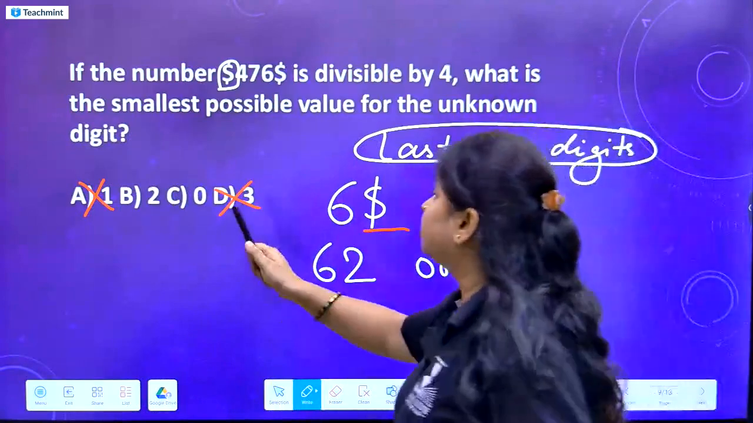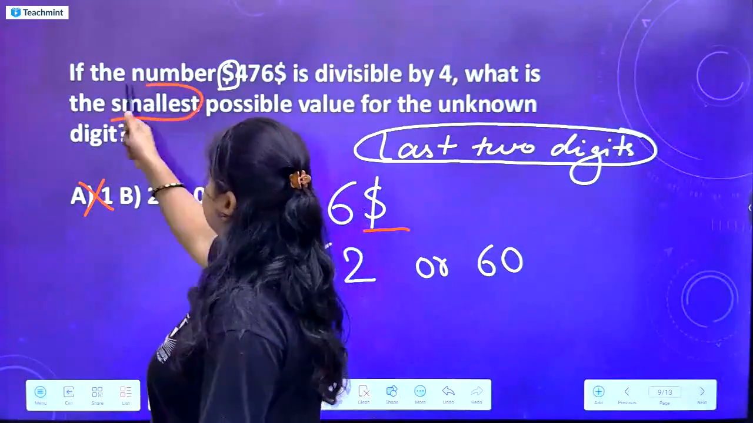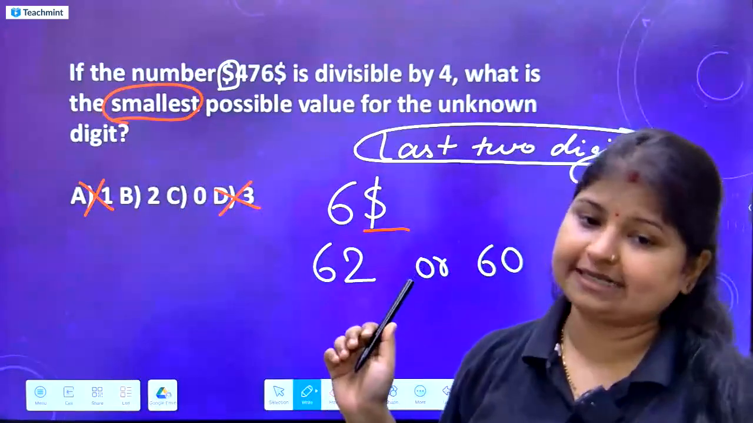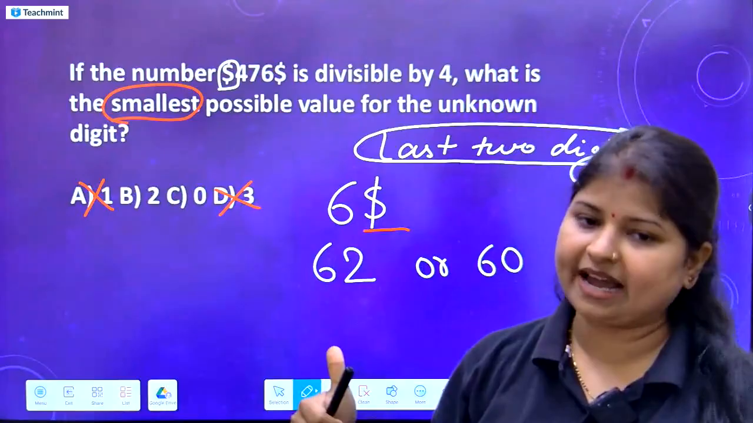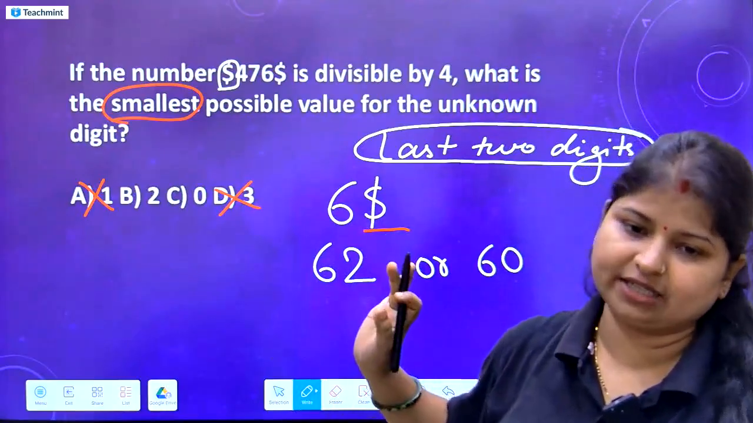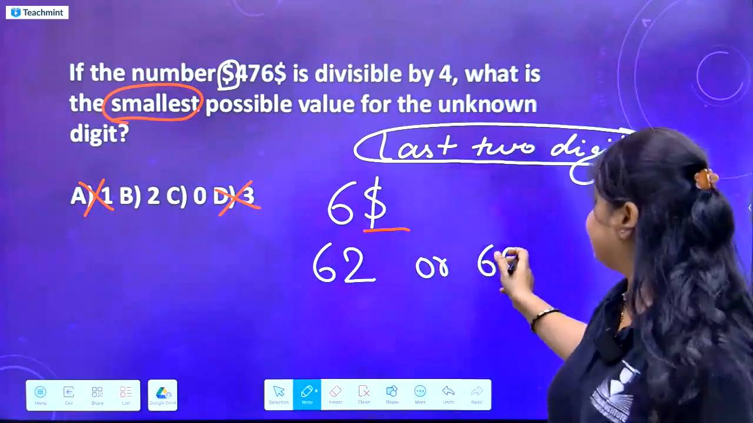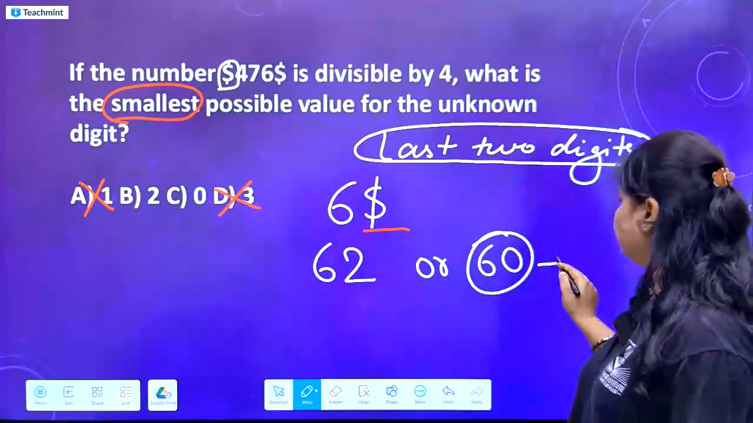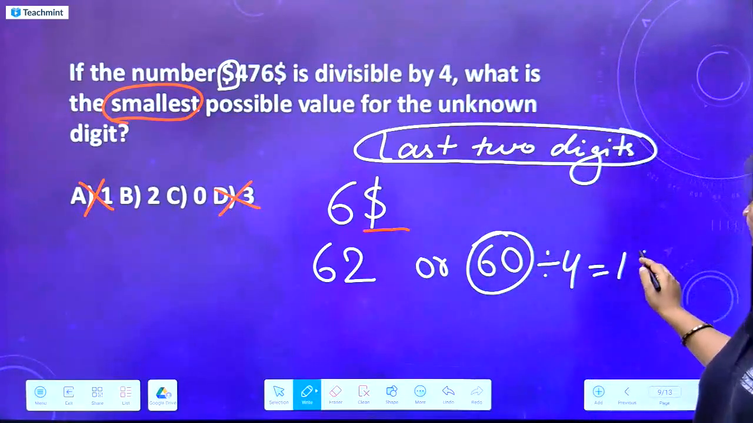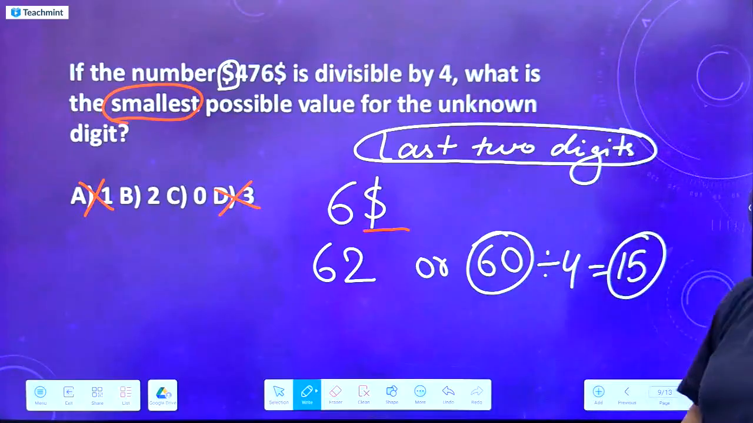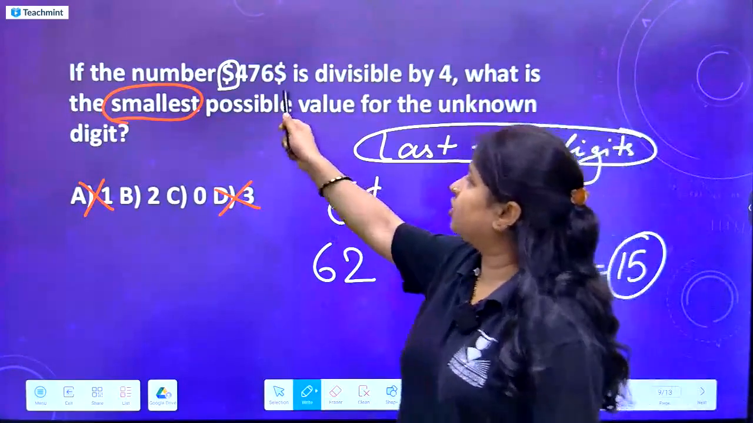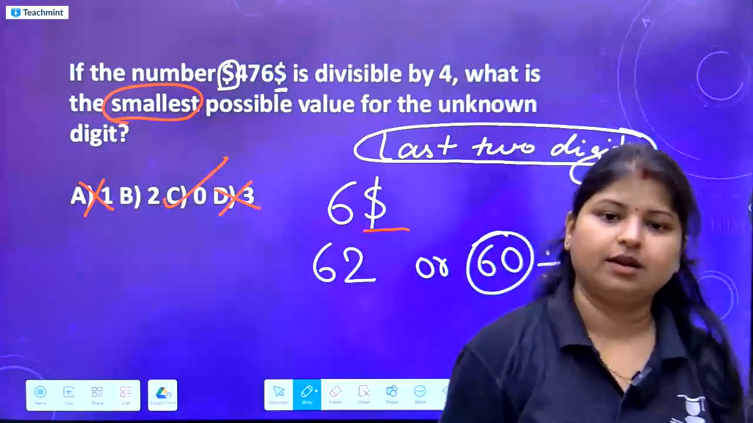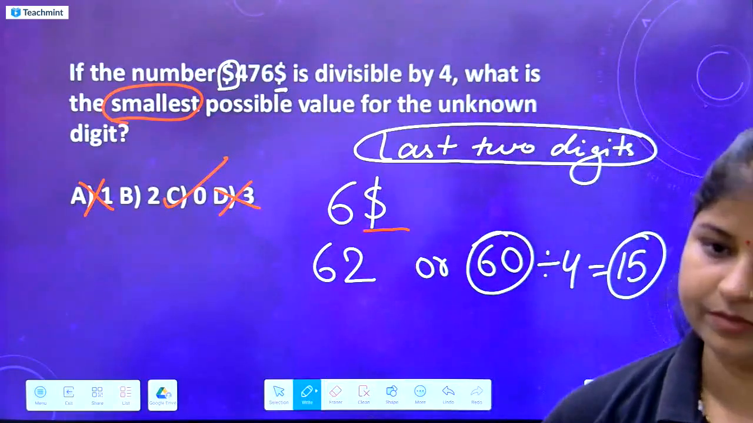The question says smallest possible value. So first I will go for 60. If 60 is divisible by 4, I will not look at 62. And yes, 15 into 4 is 60. When I divide 60 by 4, I get 15, right? That means at the place of this dollar, I will write 0.